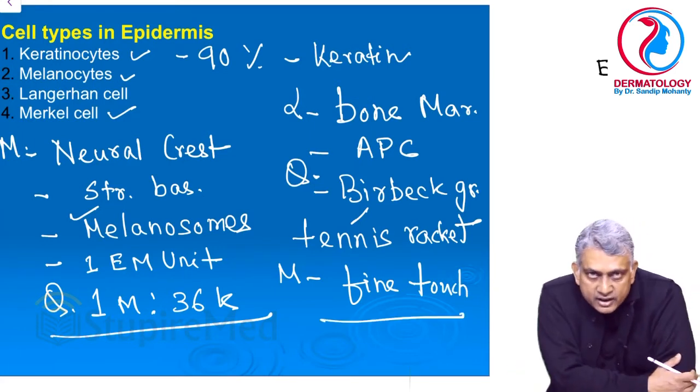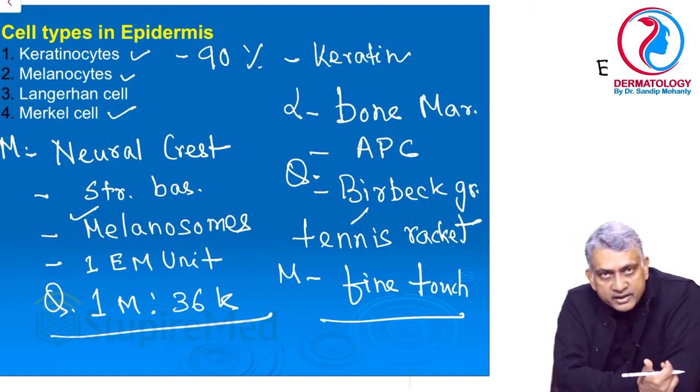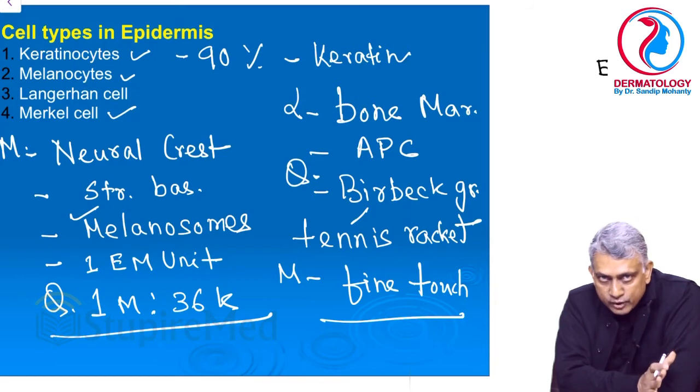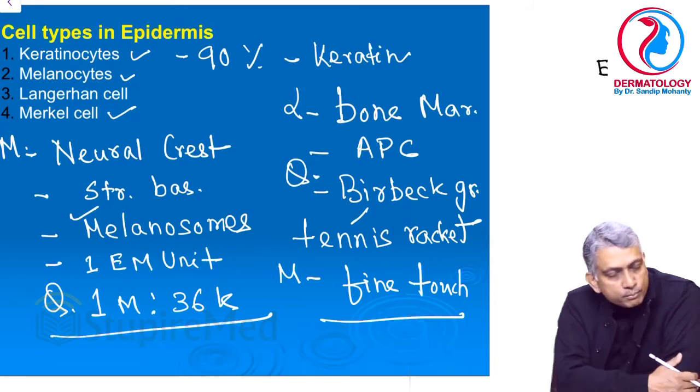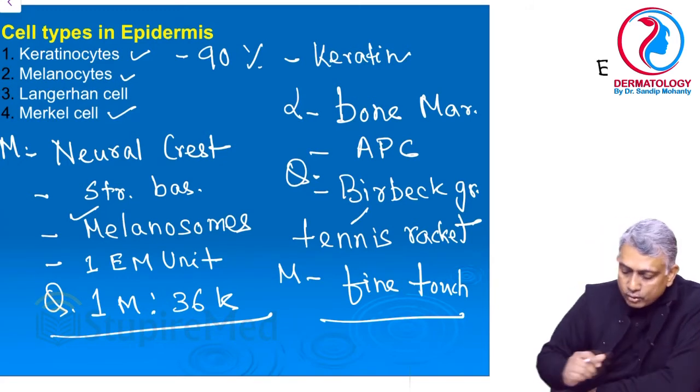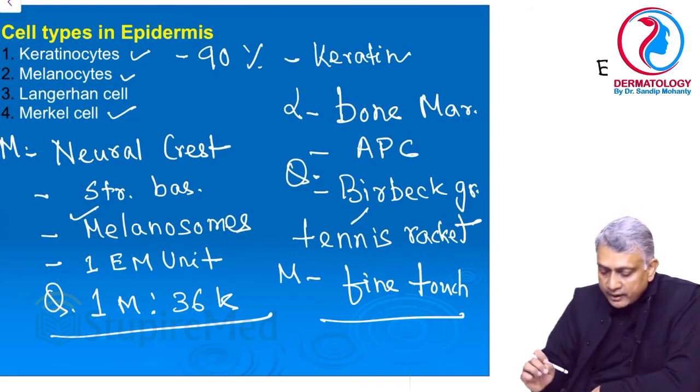So these are the cells present in the epidermis. Keratinocytes, majority of the cells, around 90%, produce keratin. Then we have melanocytes which produce melanin, which is responsible for skin color. We have Langerhans cells which are antigen presenting cells, and we have Merkel cells which are mechanoreceptors for fine touch. So this is what you should know about epidermis.